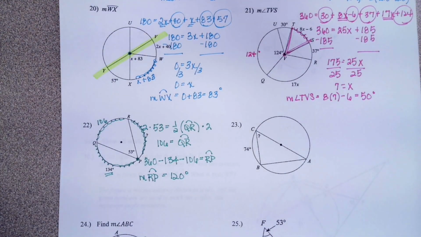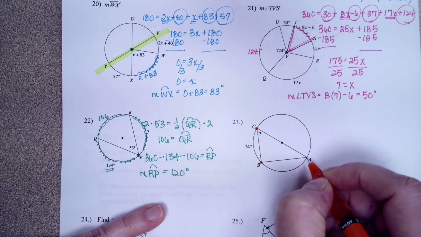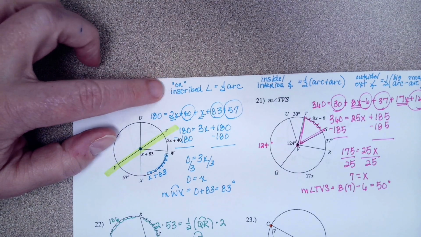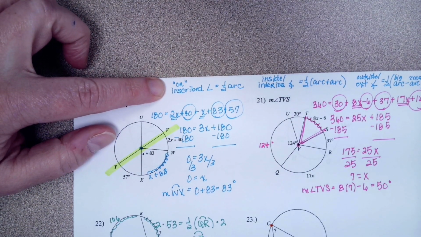All right, so same kind of idea as we look over here at 23. All right, so 23, what I'm noticing is that each one of these vertices is on my circle, right? If my vertices are on the circle, they are inscribed. That's my fancy word, and that means that the angle is equal to half of the arc.